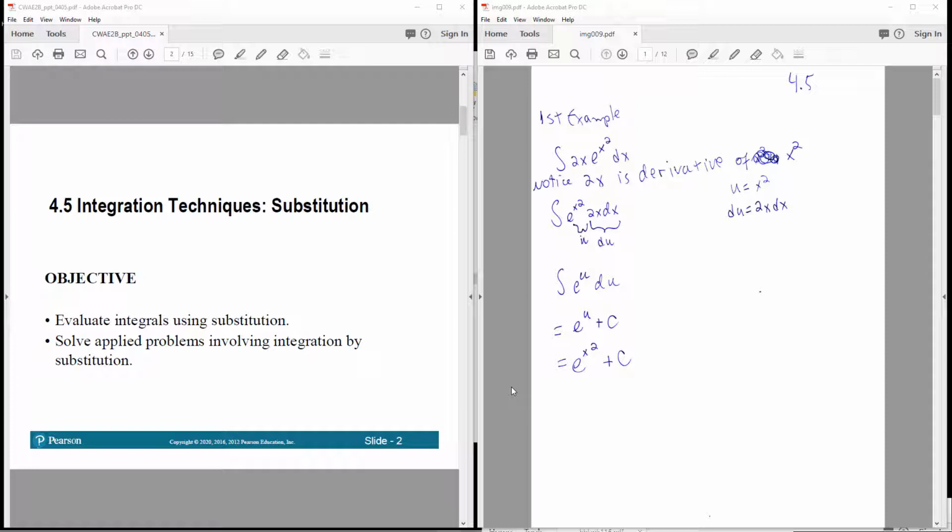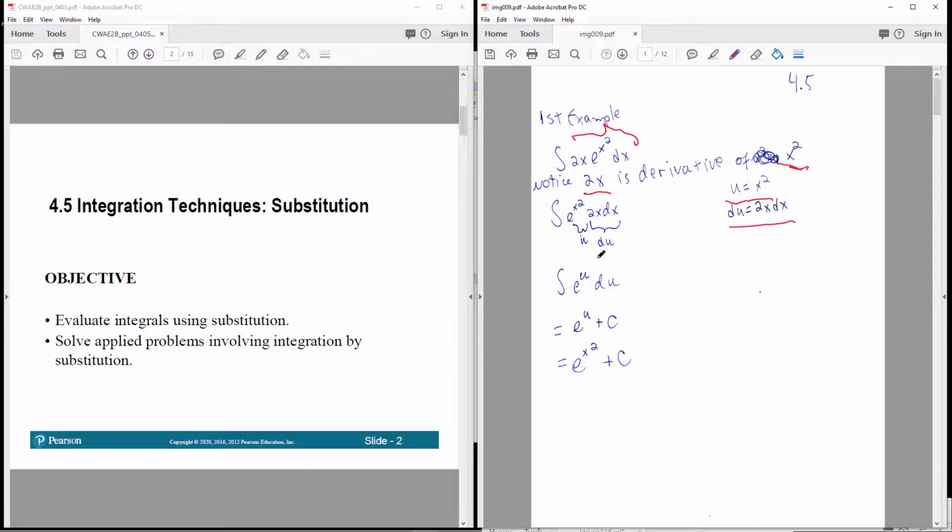We're asked to integrate this particular function. We notice that 2x is the derivative of x squared, and when we look at this integral here, we see the 2x, we see the x squared, so we can identify here what our u function can be. Our u function here is x squared, so the derivative of x squared is going to be 2x dx.